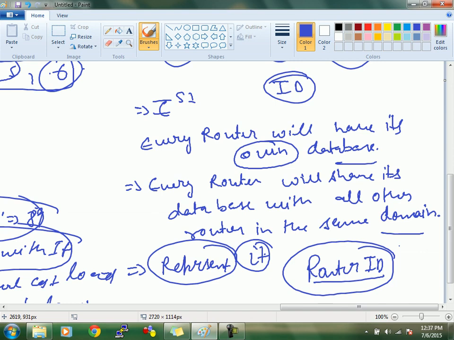Second thing. What is the second thing? If two routers have same router ID, they cannot share database because their database is represented by same ID. This thing is clear? Fine. Concept is clear. Why we need router ID? Router ID is used to represent the database. Two routers with same router ID can never share database.